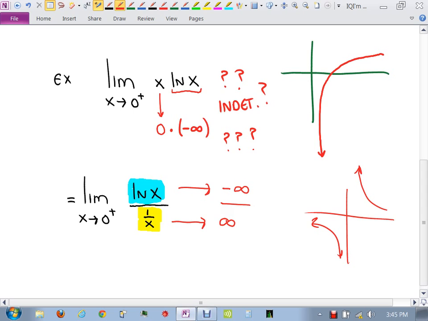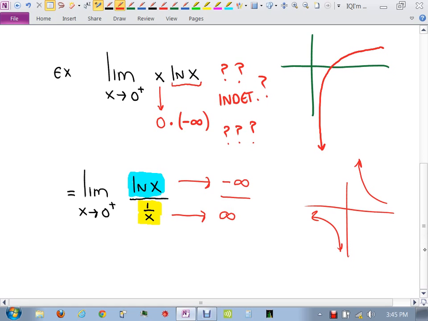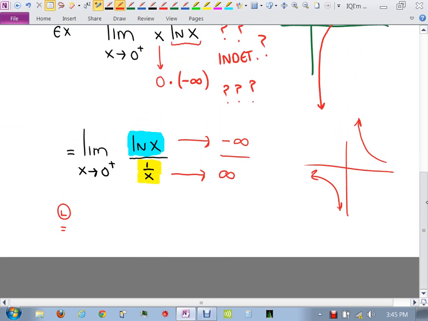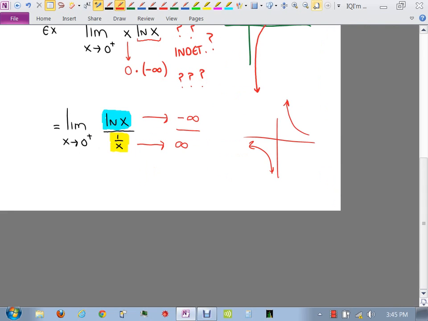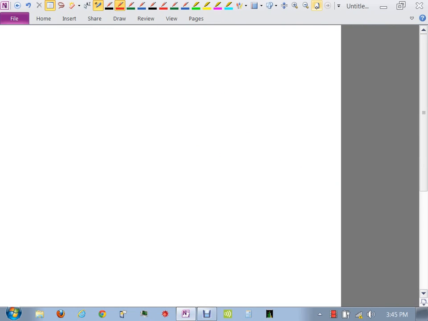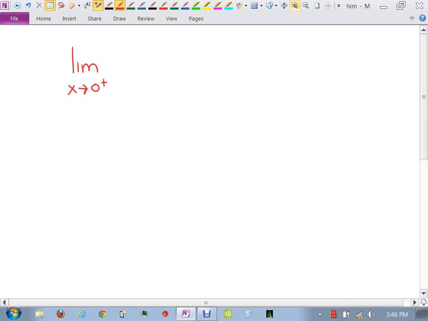So now I can apply L'Hopital's rule. L'Hopital. Oops, I'm going to have to go to a new page. There we go. Limit as x approaches 0 from the right of, what was it? Oh, here's my L'Hopital.